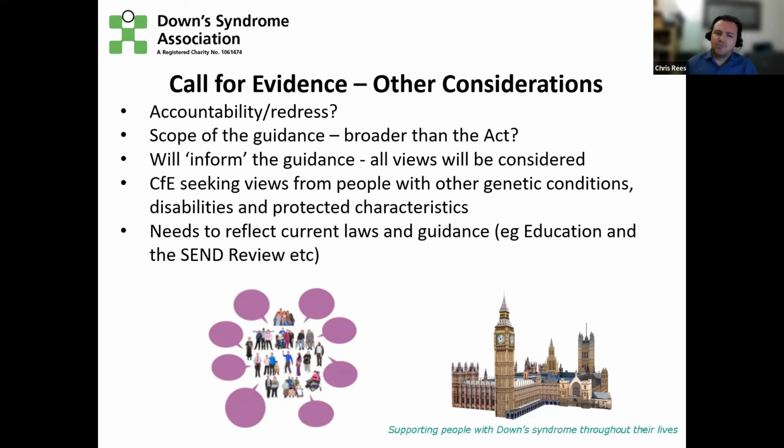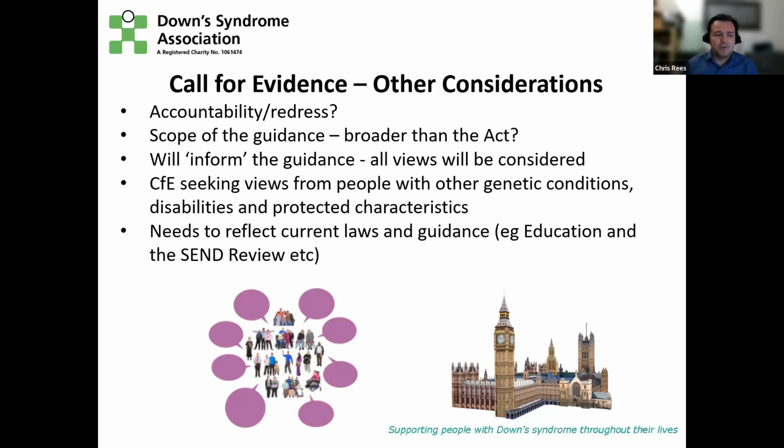That issue about the scope of the guidance: the Secretary of State can make the guidance broader than the Act. So what are those other issues outside of education, social care, housing? These are pretty big issues, but are there other ones that we might want to suggest are included?